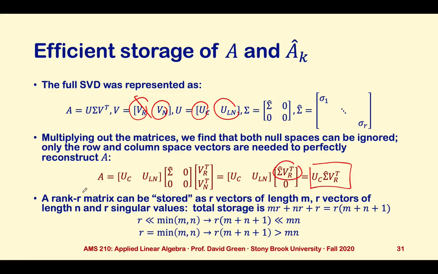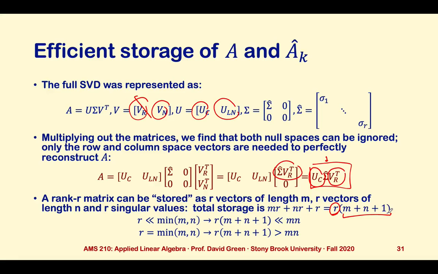What this means is that we can store our rank R matrix, instead of as an M by N matrix, as R vectors of length M, the columns of U_C, R vectors of length N, the columns of V_R, and the R singular values themselves. The total amount we need to store is M times R for those U_C vectors, N times R for the V_R vectors, and R for the singular values. These all have an R that we can factor out: the rank multiplied by M plus N plus 1.